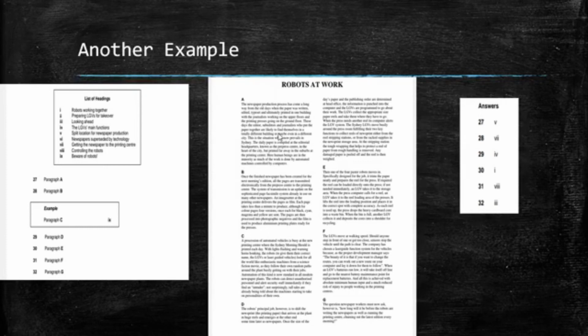Okay, this is the situation which now prevails in Sydney. This situation is becoming very popular in Sydney. The daily paper is completed at the editorial headquarters, known as the pre-press centers, in the heart of the city, which means the center of the city, but printed far away in the suburbs at the printing centers. But the printing happens in the suburbs, meaning smaller towns that are very far away, called printing centers.